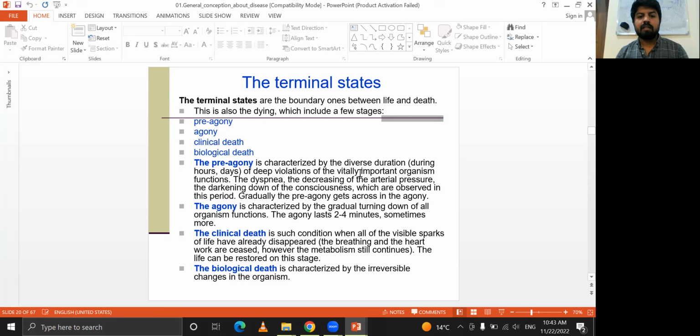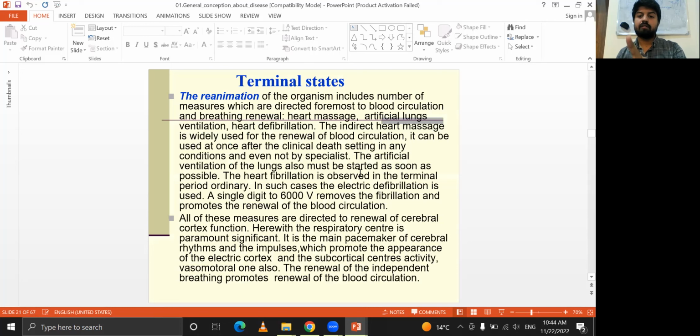The clinical death is such a condition in which all of the visible sparks of life have already disappeared, the breathing and the heart cease. That means the patient has no sign of life, no breathing and the heart work is ceased. However, metabolism still continues. The life can be restored at this stage, and then the biological death. Two things: the clinical death is a stage where the patient can be restored, but the biological death is characterized by the irreversible changes in the organism. Irreversible, not reversible.